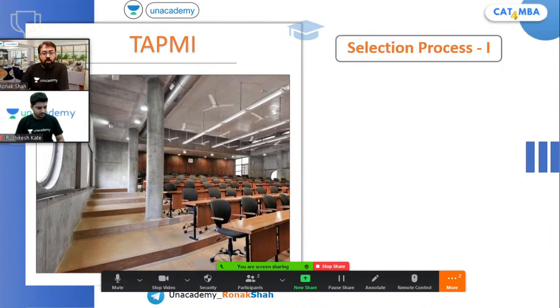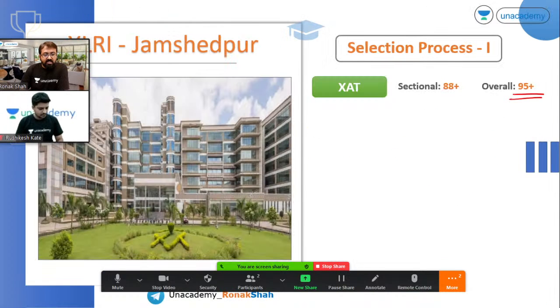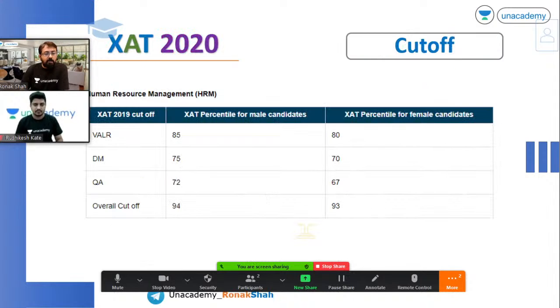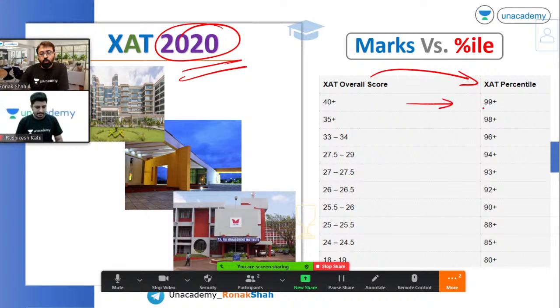Now let me quickly show you what the cutoffs of colleges were last year. Guys, I have already mentioned different good colleges under XAT. I'll also give you the complete list. But before that, let me tell you the 2020 cutoff and overall score versus percentile. So once again, this is for 2020. I'll shortly tell you the expected percentile for a particular score. But last year, for a 40 plus score, you got 99 plus percentile. For a 35 plus score, you got 98 plus percentile. For 33 to 34, 96 plus percentile. So these are some of the percentile ranges versus score that we have mentioned. I'm sure you must have got a fair idea about this.